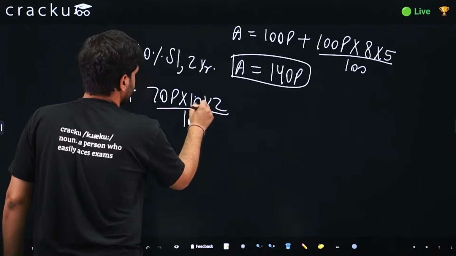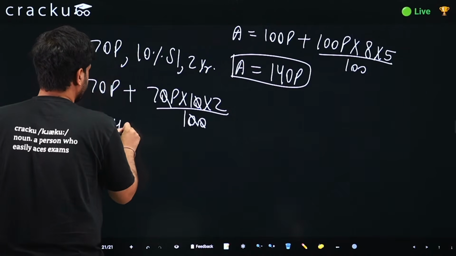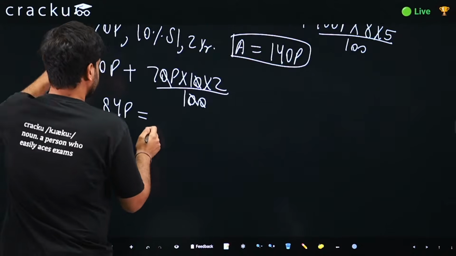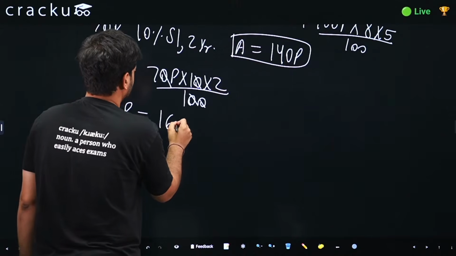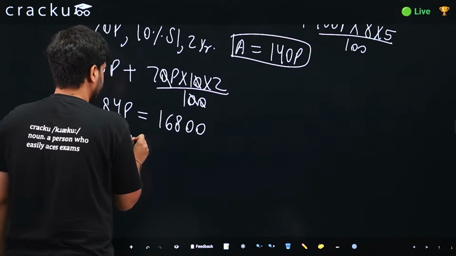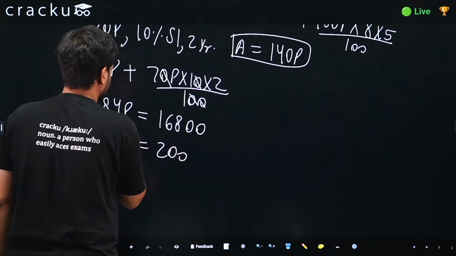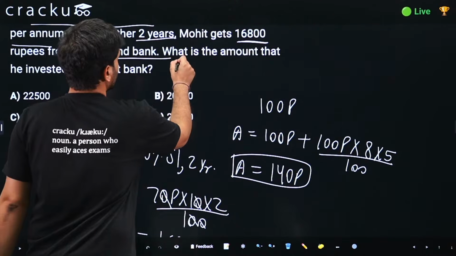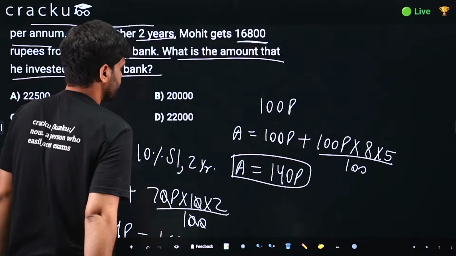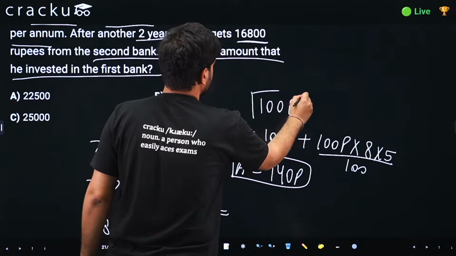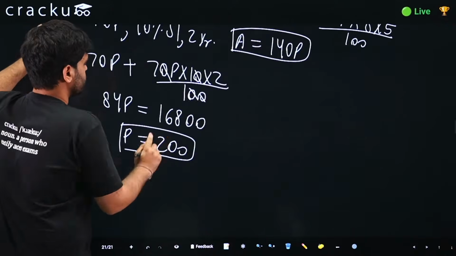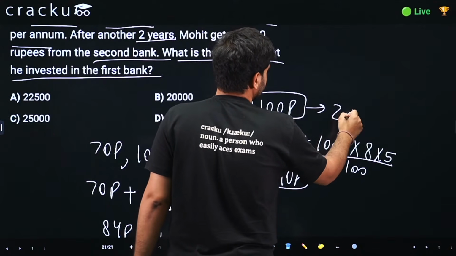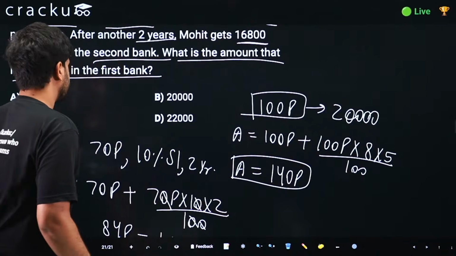This would come out as 84p. Now we are given this 84p is 16,800. This is the amount he got from the second bank. Basically from here we get p as 200. What are we required to find? We are required to find what is the amount that he invested in the first bank. We assumed that amount to be 100p. We already know p is 200. So this would be nothing but 20,000. Option number B.